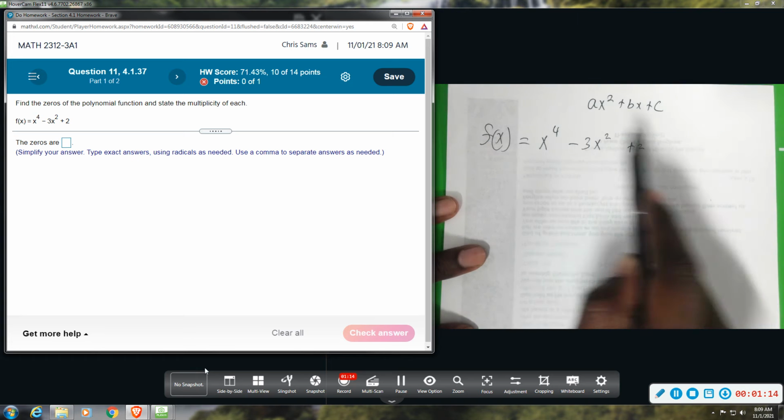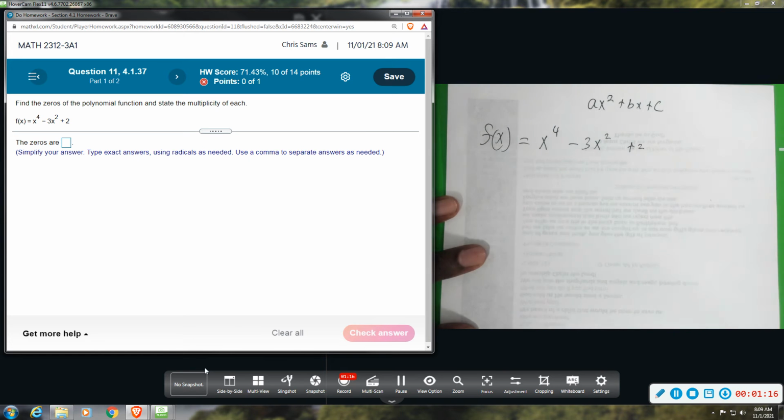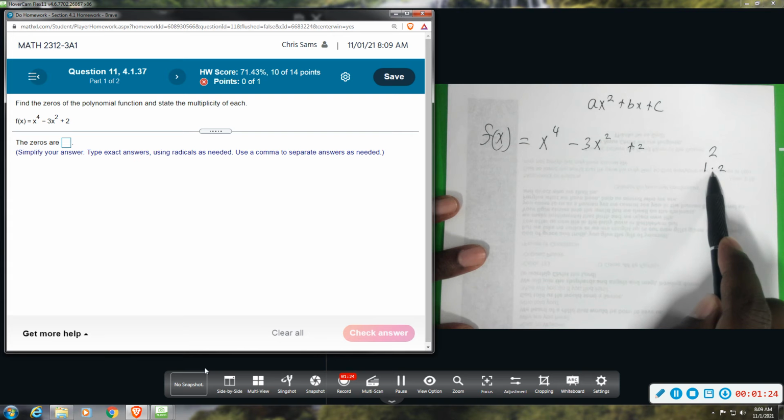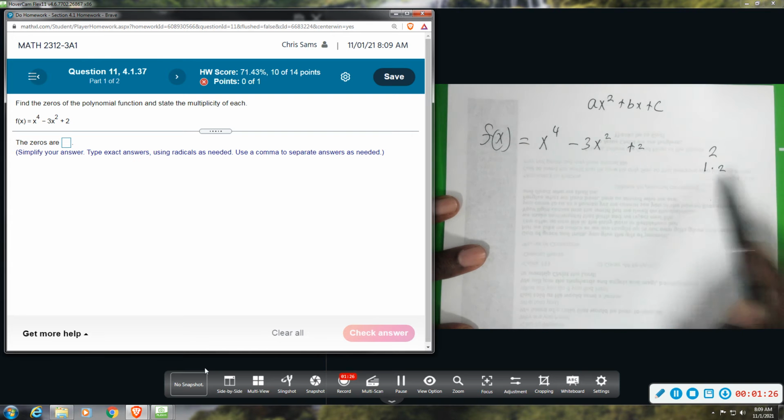So I'll multiply the first and last number, 1 times 2. And then the factors of 2 are 1 and 2. And then we would have to add, because of the back sign, to get 3. And these two numbers do in fact add to give us 3.